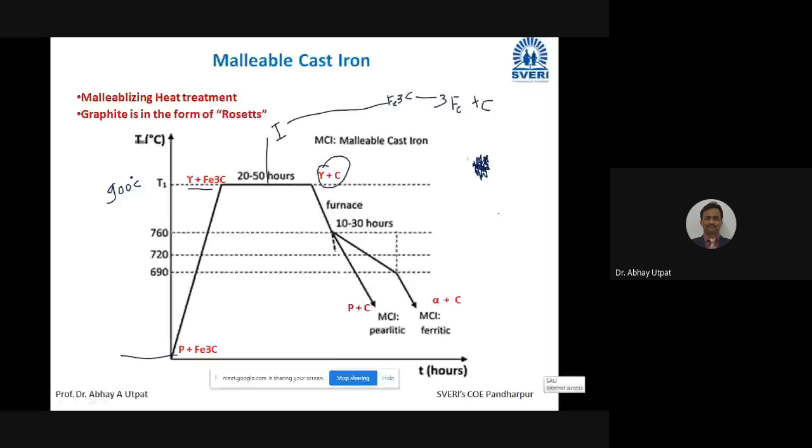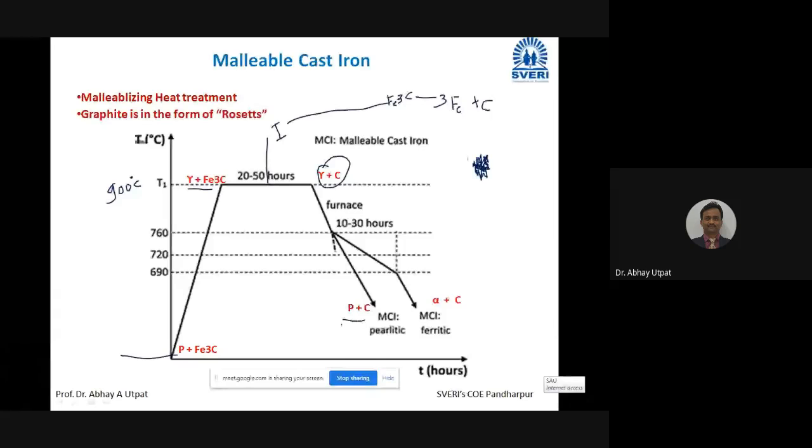And you are going to cool it now at 2 different cooling rates. If you cool it at a moderate cooling rate, austenite is converted into pearlite and rosette remains rosette. So the final room temperature structure is P plus C, which is shown here, and it is MCI, which stands for malleable cast iron pearlitic.